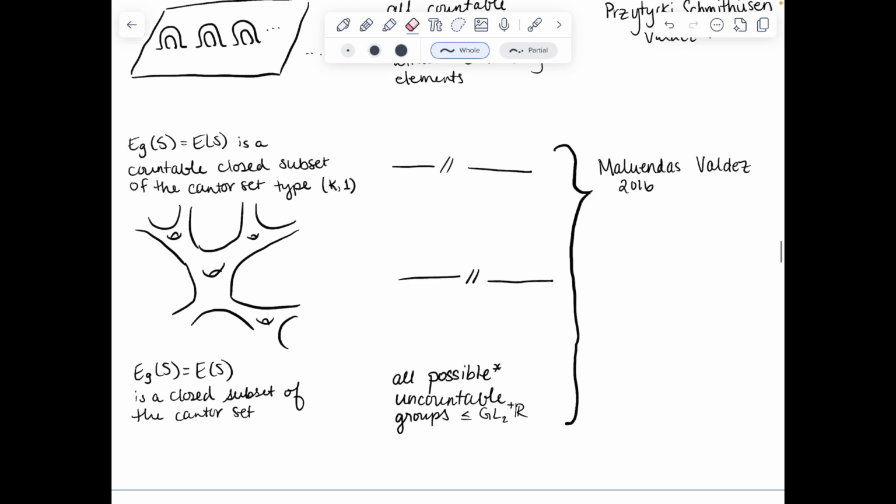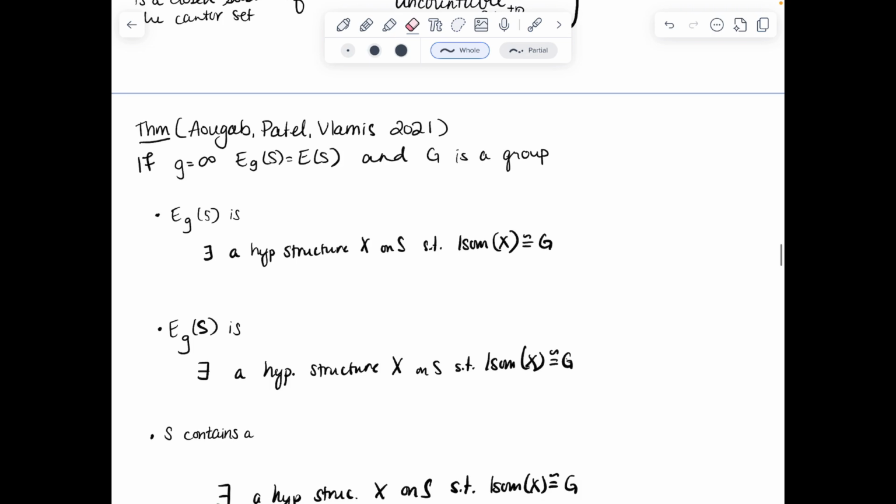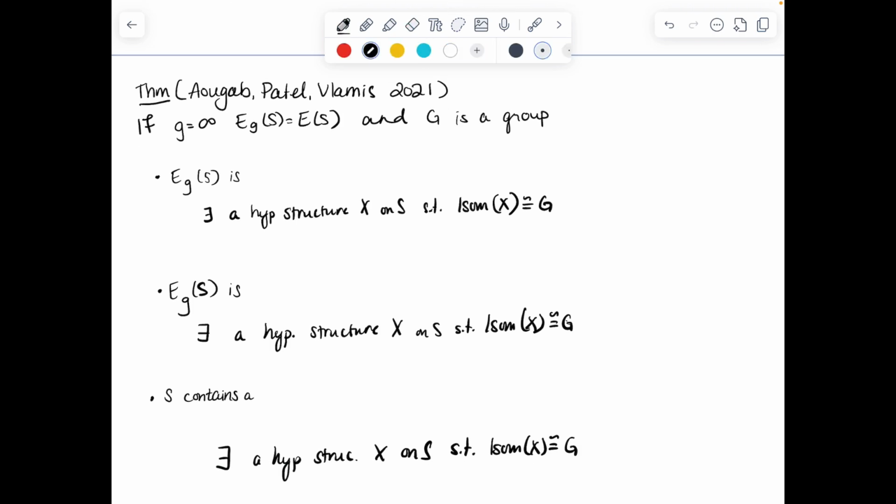To approach this question, we were inspired again by a theorem about hyperbolic surfaces. This is a beautiful theorem of Aougab, Patel, and Vlamis. If all ends are accumulated by genus and G is any group, then the topological surface S has one of the following properties listed in each bullet point below.